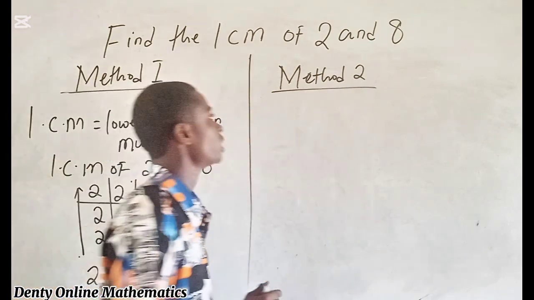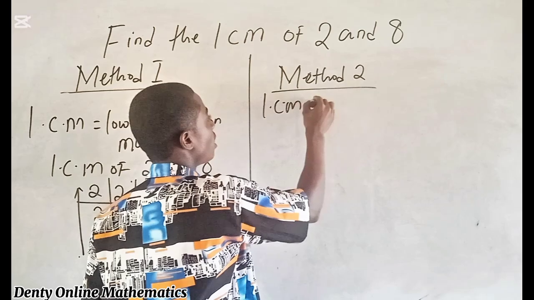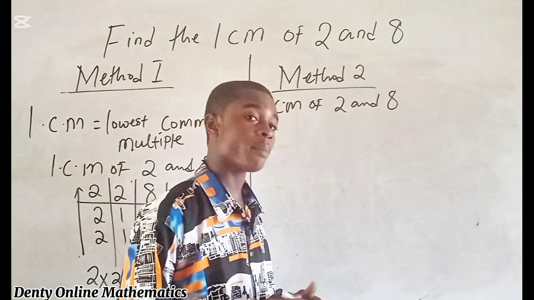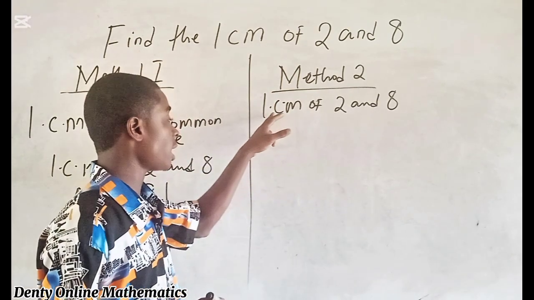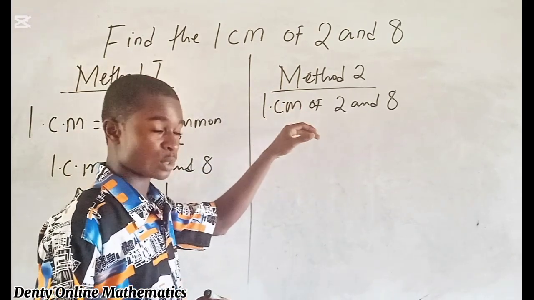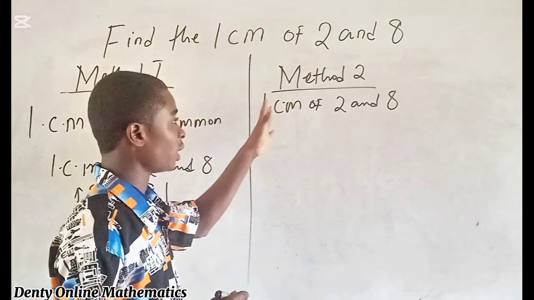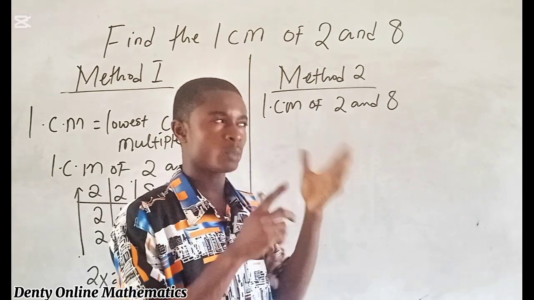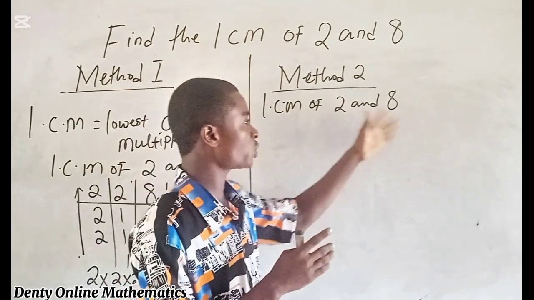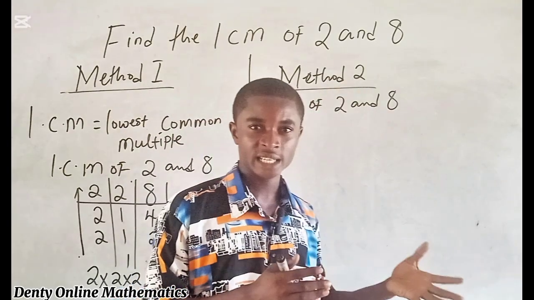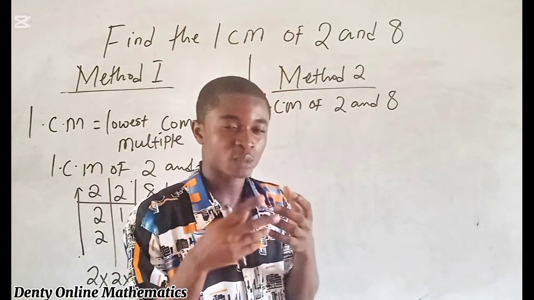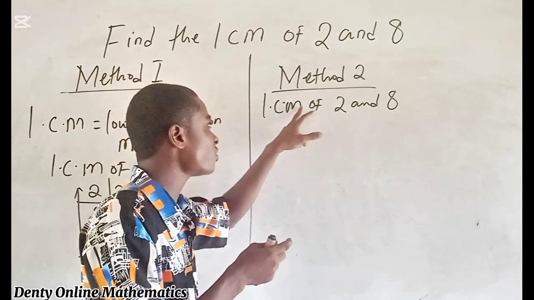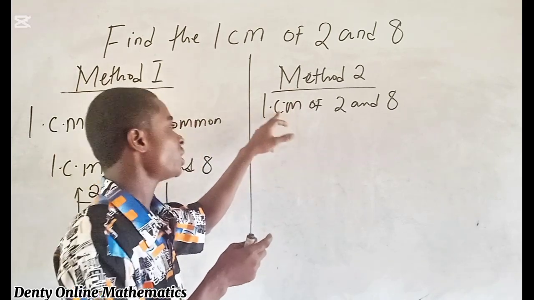Now let's come to the second method. We are looking for the LCM of 2 and 8. Now remember, LCM means lowest common multiple. So when you're talking about lowest common multiple, that means if I can take the multiples of 2, I can also take the multiples of what? 8. Then after taking the two multiples, I will look for something that is common between them before I look for the lowest. So here you are going to move from multiple to the common to the lowest.